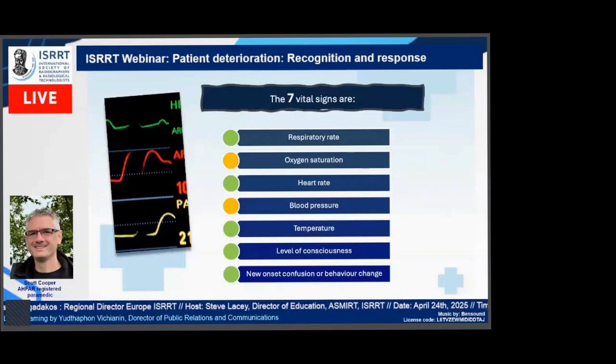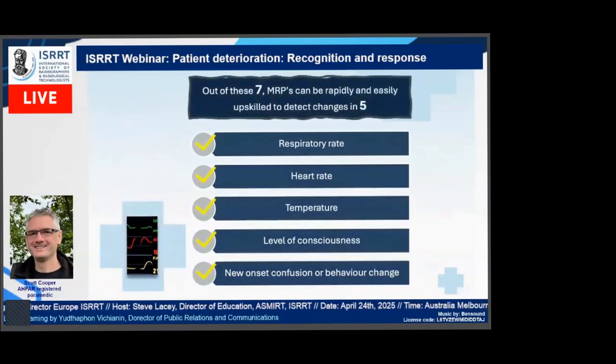change. And if we break those down, we can easily train MRPs to rapidly and easily identify changes in 5 of those, that being respiratory rate, heart rate, temperature, level of consciousness, and a new onset of confusion or behavioural change, without any additional upskilling in uses of machines, even though these are very simple, such as the automatic sphygmomanometers, and also the SATS probe, which can be very quickly applied. So we could also obviously extend into those other 2 areas if we needed to.